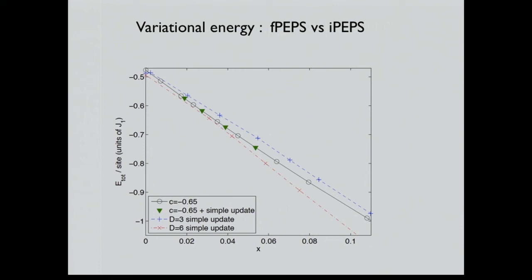These are energetics for some t-J-J' model. That's right, that's exactly the parameter. So this is for this parameter. Exactly, 0.5, yes, as a function of x.